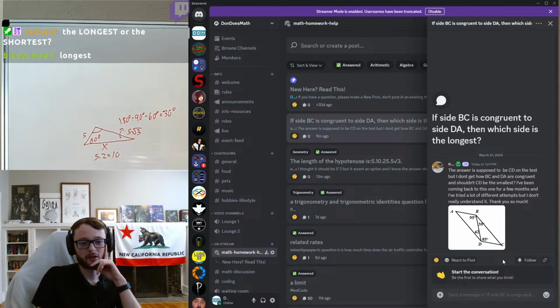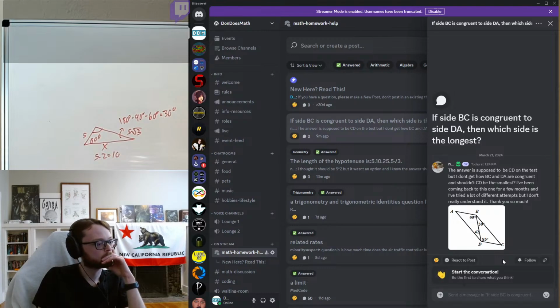See, Jed said the rule that I want to apply, which is the biggest angle is across from the biggest side. But that doesn't seem to be... Either there's an error in the question or that rule doesn't seem to hold here. I'm gonna put my mug away.